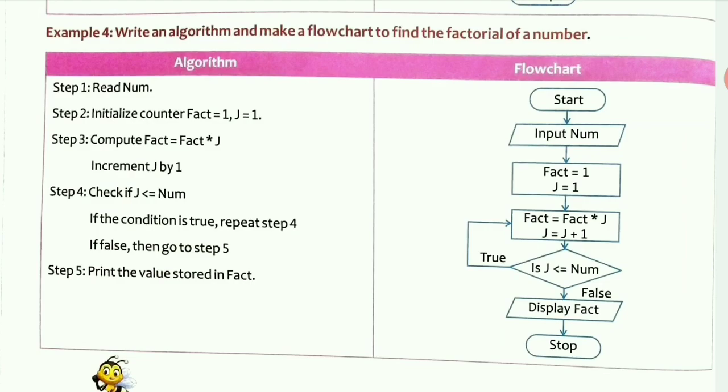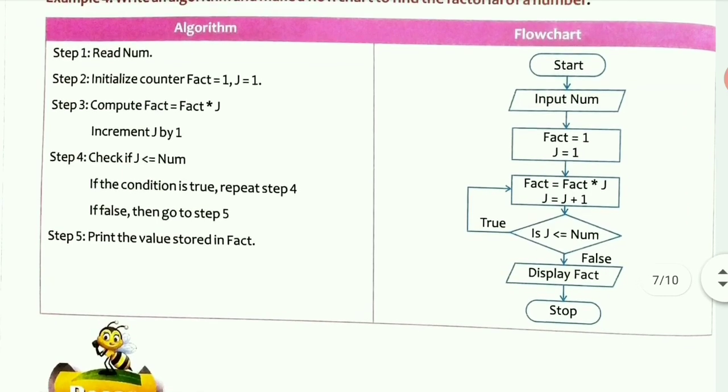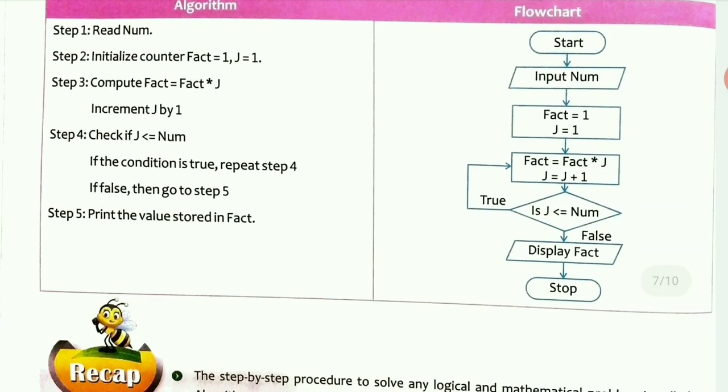Now flow chart for the same. Flow chart you have already made in class 7, and again it will be like this: start, input number, initialize the variables fact equal to 1 and j equal to 1. Now do the processing: fact equal to fact into j and j equal to j plus 1. And now check whether the value of j is less than equal to num or not.